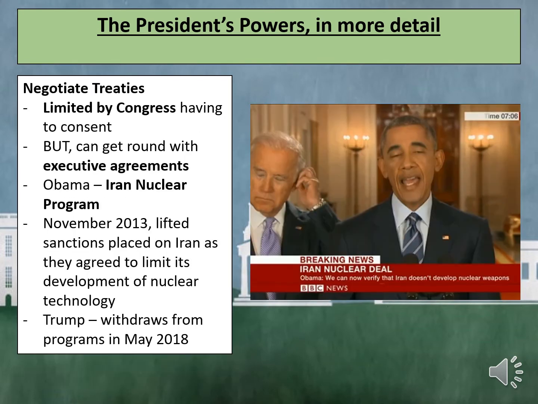Another of the President's powers in foreign policy is the negotiation of treaties. This is limited by Congress as they have to consent to the treaty, but they can get around Congress with executive agreements. Obama did this with the Iran nuclear program. In November 2013, he lifted sanctions placed on Iran as they agreed to limit its development of nuclear technology. Trump did the same when he withdrew from the program in May 2018, but it still demonstrates his use of executive agreements to negotiate a treaty.